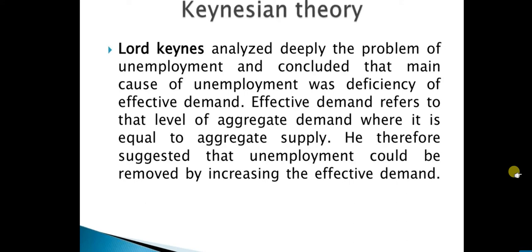Keynesian theory. Lord Keynes analyzed deeply the problem of unemployment and concluded that the main cause of unemployment was deficiency of effective demand. Effective demand refers to the level of aggregate demand where it is equal to aggregate supply. He therefore suggested that unemployment would be removed by increasing the effective demand. Keynesian economics is a macroeconomic theory of total spending in the economy and its effect on output, employment and inflation.